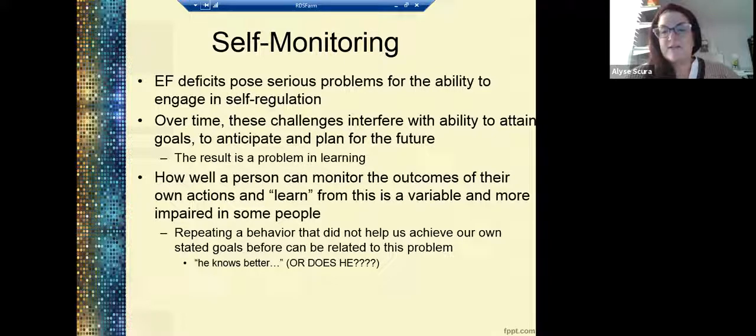Repeating a behavior that does not help us to achieve our own stated goals can be related to this problem. So they continue to do the negative behavior, they continue to do something that's not helpful, that gets in the way of achieving our goals.